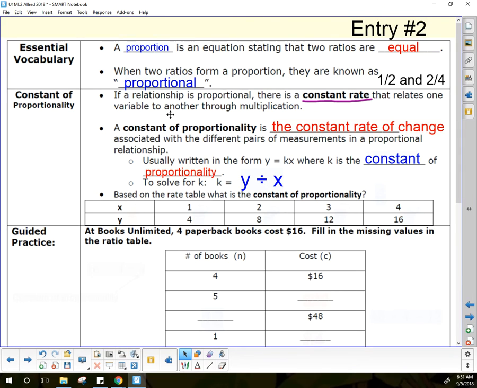Lots of things going on there at first. All of that's going to make more sense hopefully by the end of this video and really by the end of class tomorrow. Based on the table, what is the constant of proportionality between these relationships?